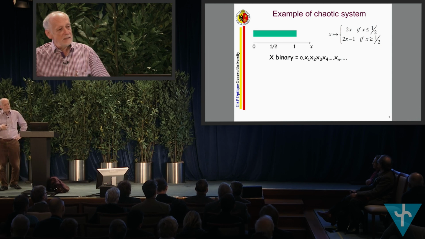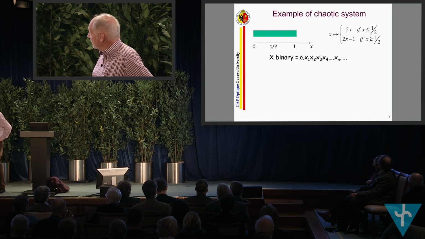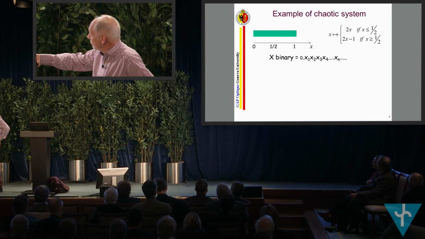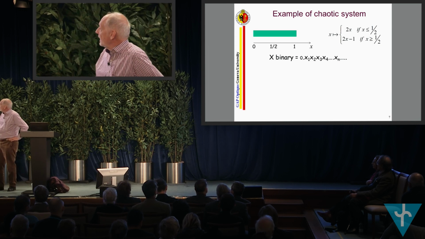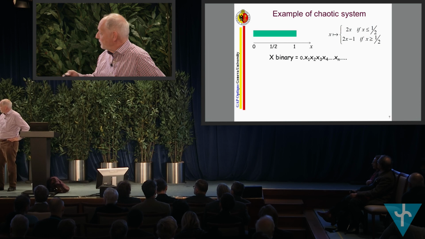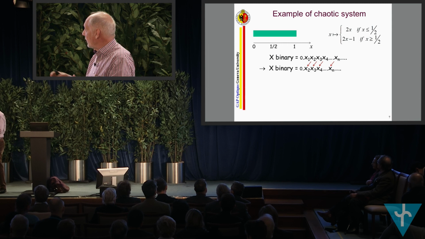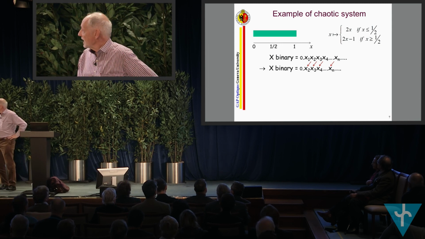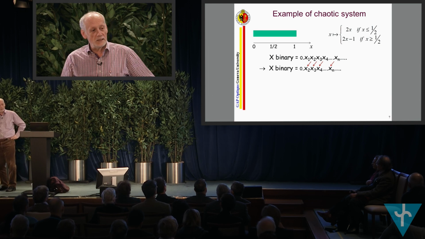Now if we write x in binary form, we have the bits x1, x2, x3. If x1 is equal to 1, then we are on the right-hand side. If x1 is equal to 0, we are on the left-hand side, and so on. And if we look at the effect of this map, it is just shifting. Every bit gets shifted to the left by one unit, and the first one is dropped. A very simple evolution. It looks perfectly deterministic.